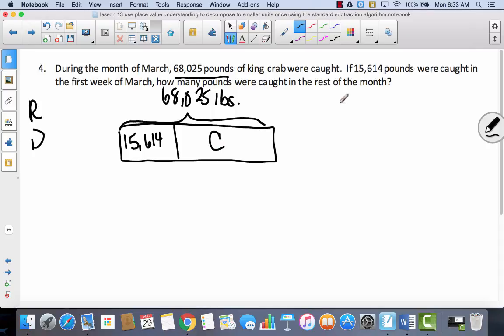So I want you to try to finish the rest of this problem, and then come back and let's check together. If you get stuck and you're not sure what to do, you can always press play.